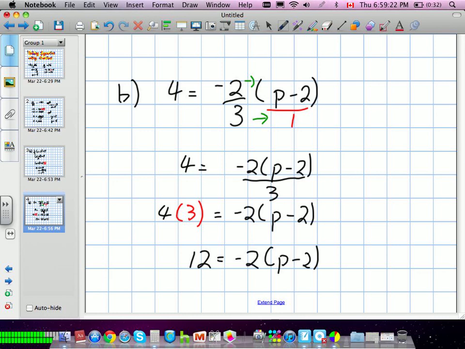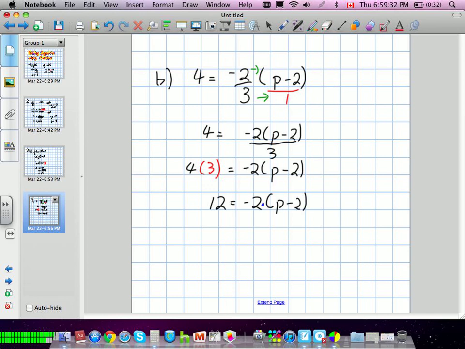Now, we want to isolate the brackets. So I want to move this negative 2. This negative 2 says negative 2 times those brackets. How would I move it if it's multiplied by negative 2? Negative 2 divided. Yeah, 12 divided by negative 2. That's right. So we get this 12, and we're going to divide by negative 2 is equal to p minus 2. So 12 divided by negative 2, you know what it is? Negative 6 equals p minus 2.